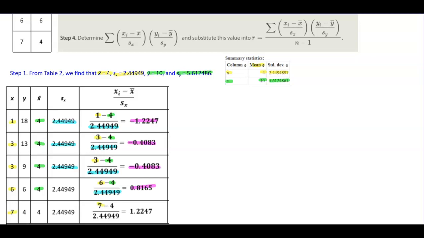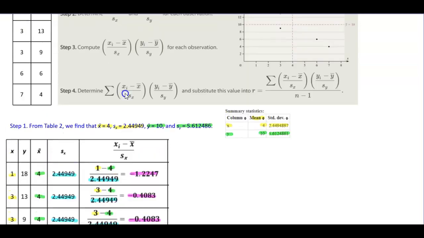Our last data value of x is 7. We're going to subtract the sample mean of 4 and then divide it by the sample standard deviation of 2.44949 to give us the value of 1.2247. Okay, and so now that gives us step 2.